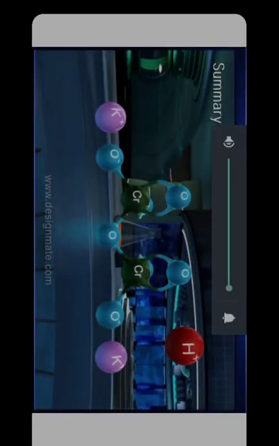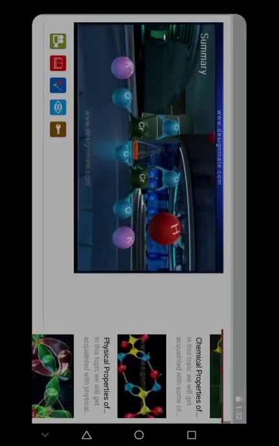Summary. In this topic, we've studied that carboxylic acids can be prepared by the reaction of primary alcohols and acidified potassium dichromate.